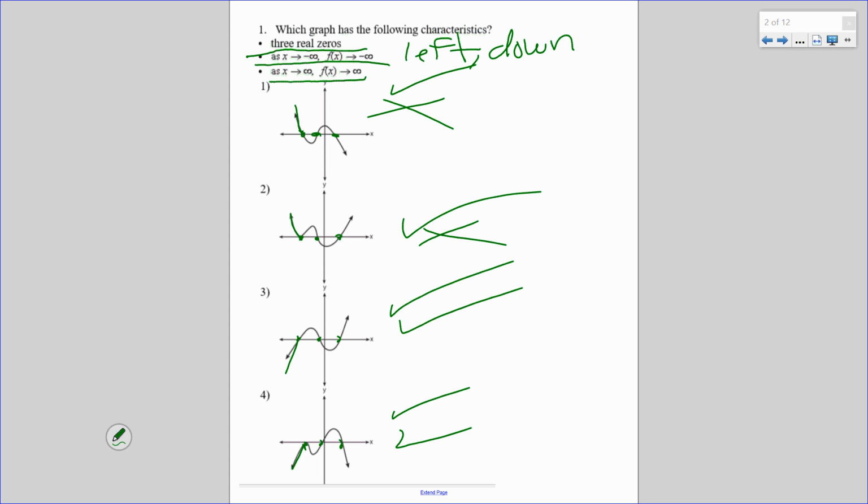Last stipulation. As x approaches positive infinity is to the right. F of x approaches positive infinity. That's up. As it goes to the right, this one goes up. As it goes to the right, this one goes down. That does not work. Choice 3 is the only one that satisfies all three. This is your notation for end behavior. Make sure you're familiar with how to notate your end behavior. Let's move on to the next one.